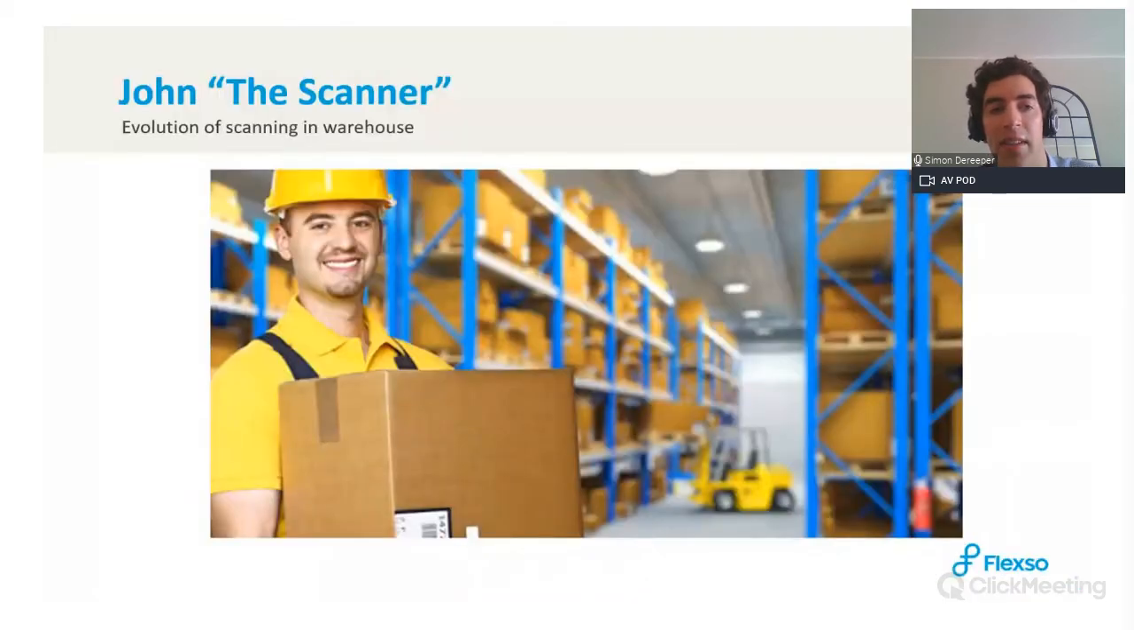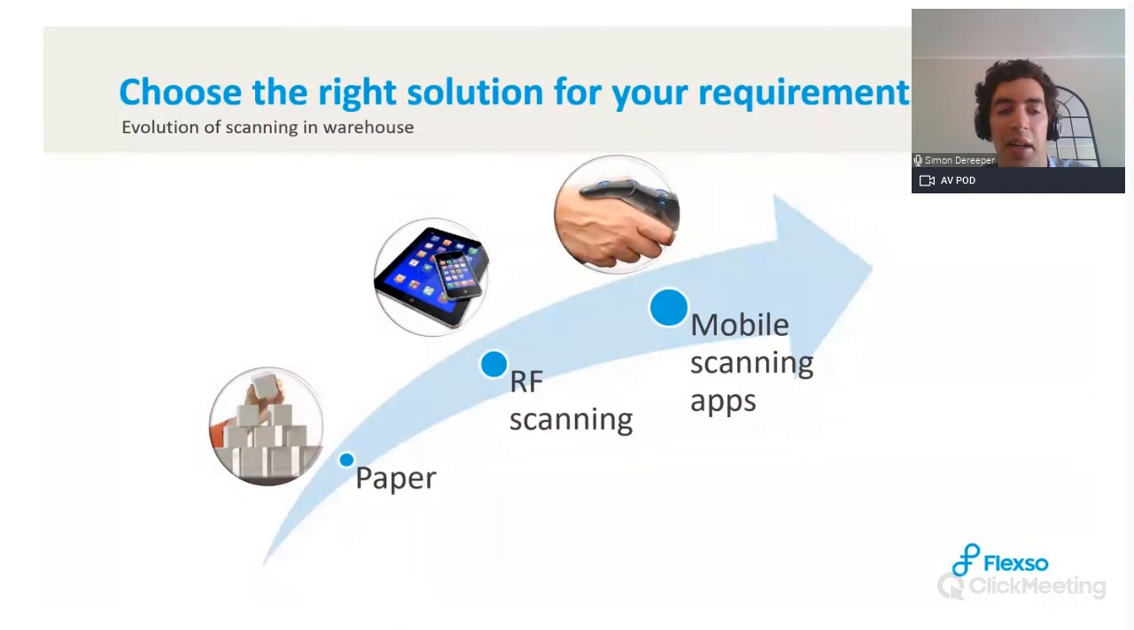I will start by presenting you John the Scanner. John the Scanner is an employee in a big warehouse, and he really likes his job. He likes working in the warehouse, driving the forklift and so on. But the thing that he is missing now is being able to scan pallets and to get his picking orders in a digital way. Because at the moment, he gets his picking orders in a paper-based way. So he is in the beginning here.